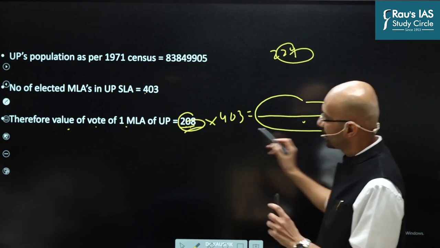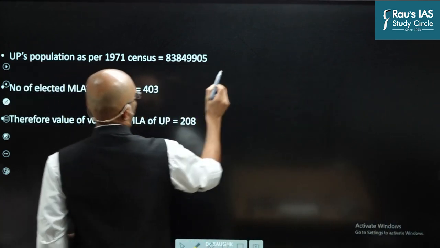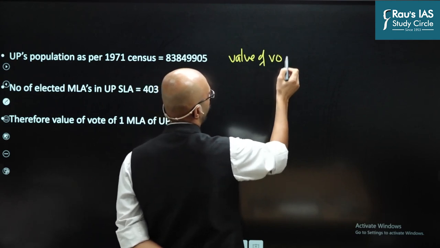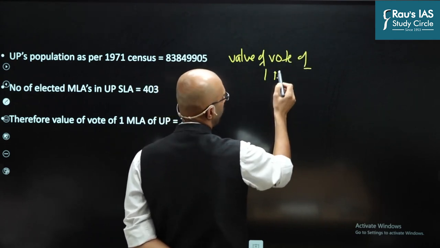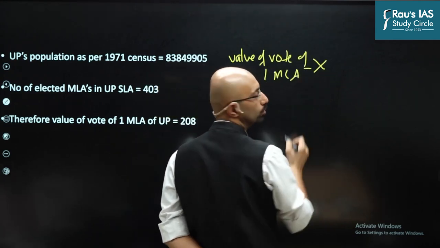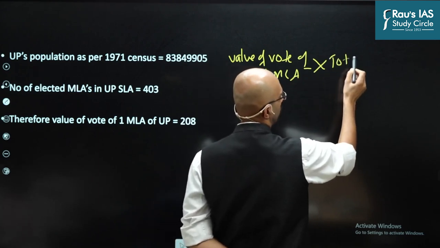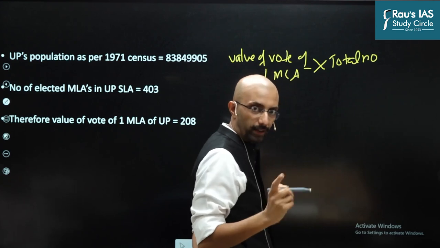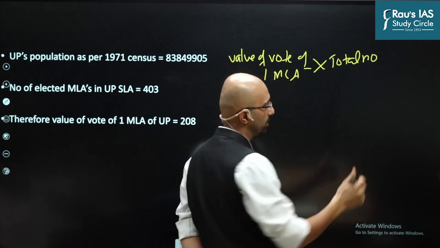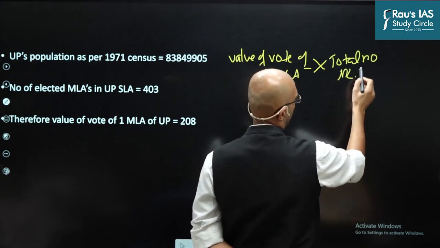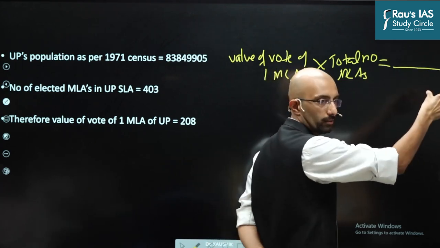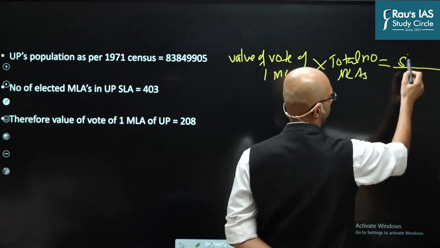What exercise? Simple. Set the value of vote of one MLA into total number of elected MLAs. Remember that word, elected MLAs, even if I don't speak or write it, that is understood. That is equal to what comes? The value of the entire state, right? Value of votes of a state.